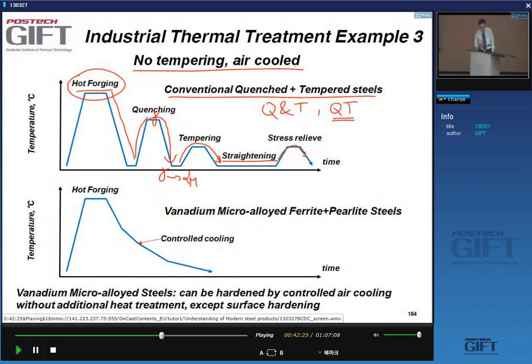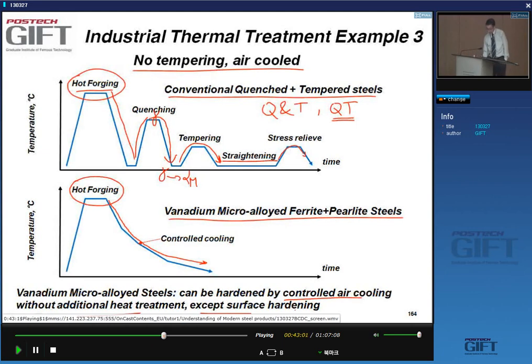And for instance, the vanadium microalloy ferrite plus perlite steels, you only need to reheat them so you can do the forging and a careful, well-controlled cooling to achieve a high strength, good toughness material. So the hardening is by controlled air cooling, and there is no need for additional heat treatment, with the exception maybe of a surface hardening treatment.